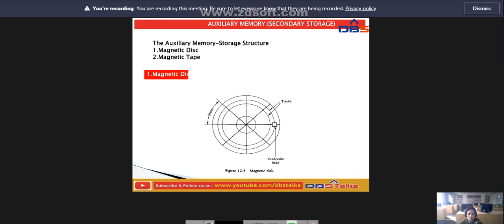Magnetic disks permanently attached to the unit assembly, which cannot be removed by the occasional user, are called hard disks. A disk drive with a removable disk is called a floppy disk. This disk is used with a floppy disk drive, a small removable disk made of plastic coated with magnetic recording material. So this is called the magnetic disks.